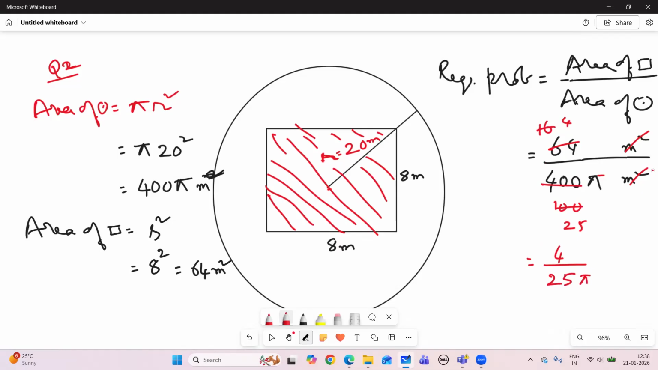Okay, meter square cancels. We should not cancel area and area. No. Okay, so the required probability becomes 4 by 25 pi. Let us look at the choices.